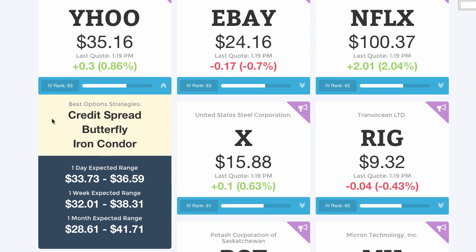And now the strategies that we suggest that work best are credit spreads, butterflies, and iron condors. Again, all of these strategies are now going to be appropriate for an IRA or a small account. They're also great for large accounts. You'll just have to scale up the number of contracts that you have.